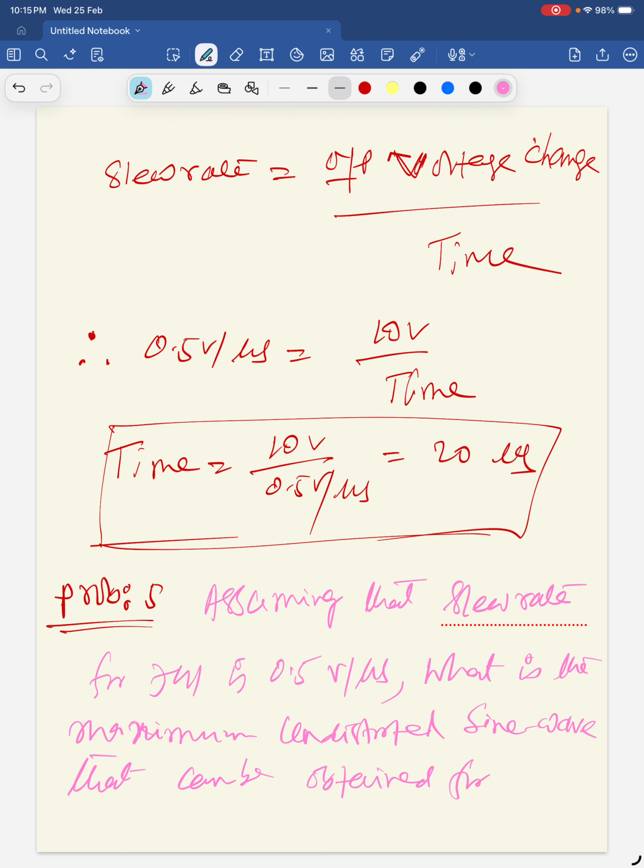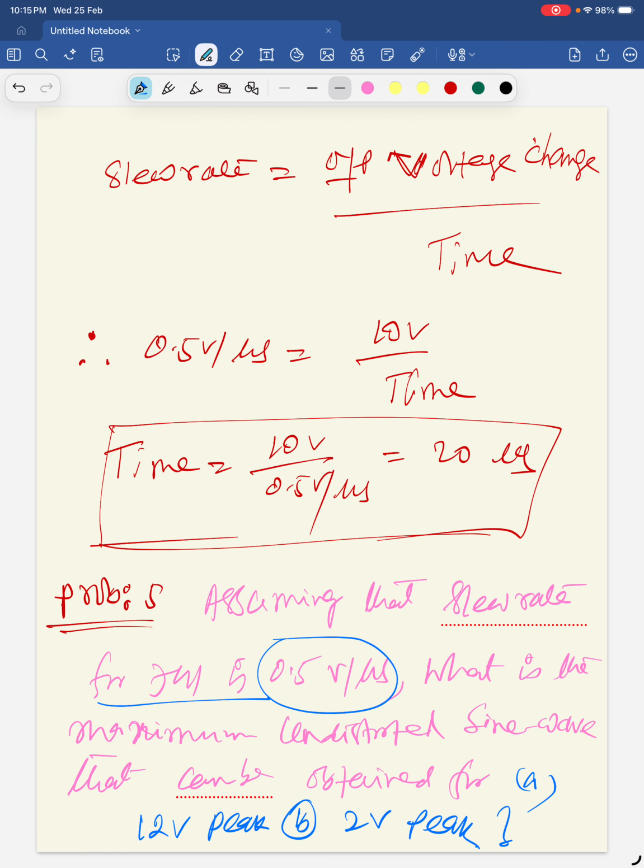for (a) a 12 volt peak, (b) a 2 volt peak, is the question. So what is given is that slew rate 0.5 volt per microsecond and peak voltages, first one 12 volt, then 2 volt. So let us start the answer.